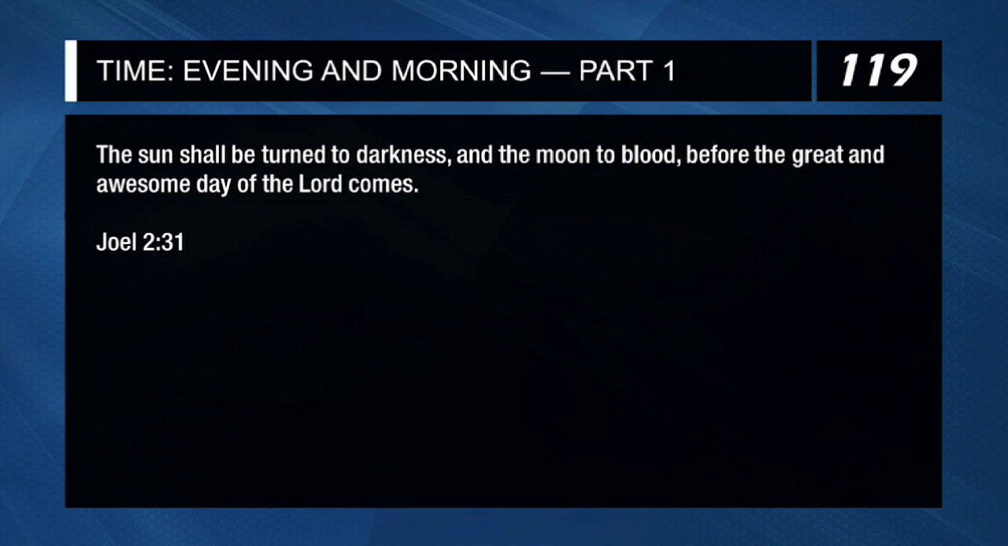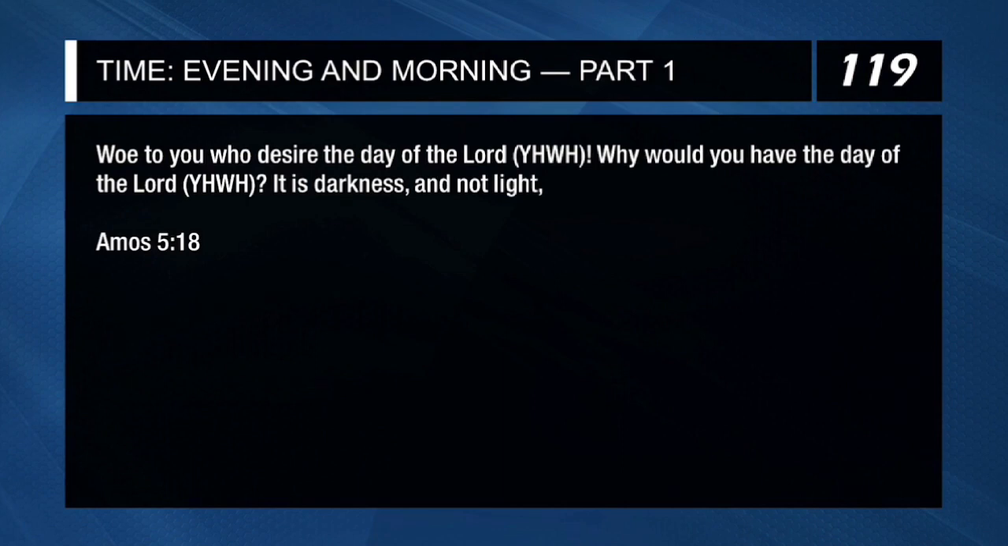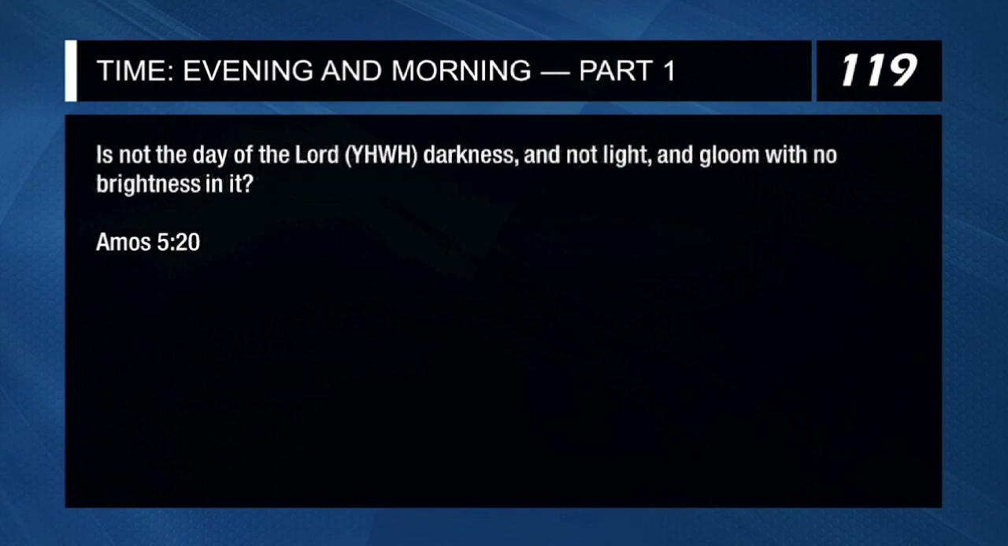Joel chapter 2. The sun shall be turned to darkness and the moon to blood before the great and awesome day of the Lord comes. Amos chapter 5. Woe to you who desire the day of the Lord. Why would you have the day of the Lord? It is darkness and not light. And in verse 20, is not the day of the Lord darkness and not light, and gloom with no brightness in it?